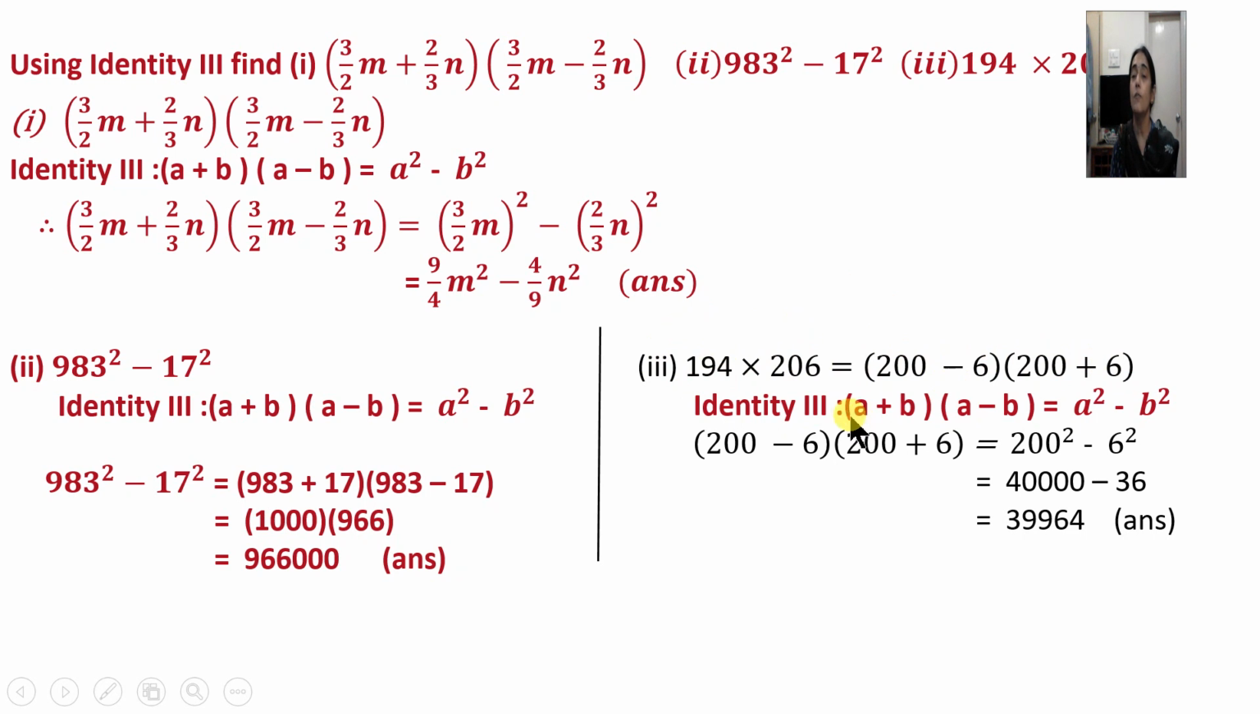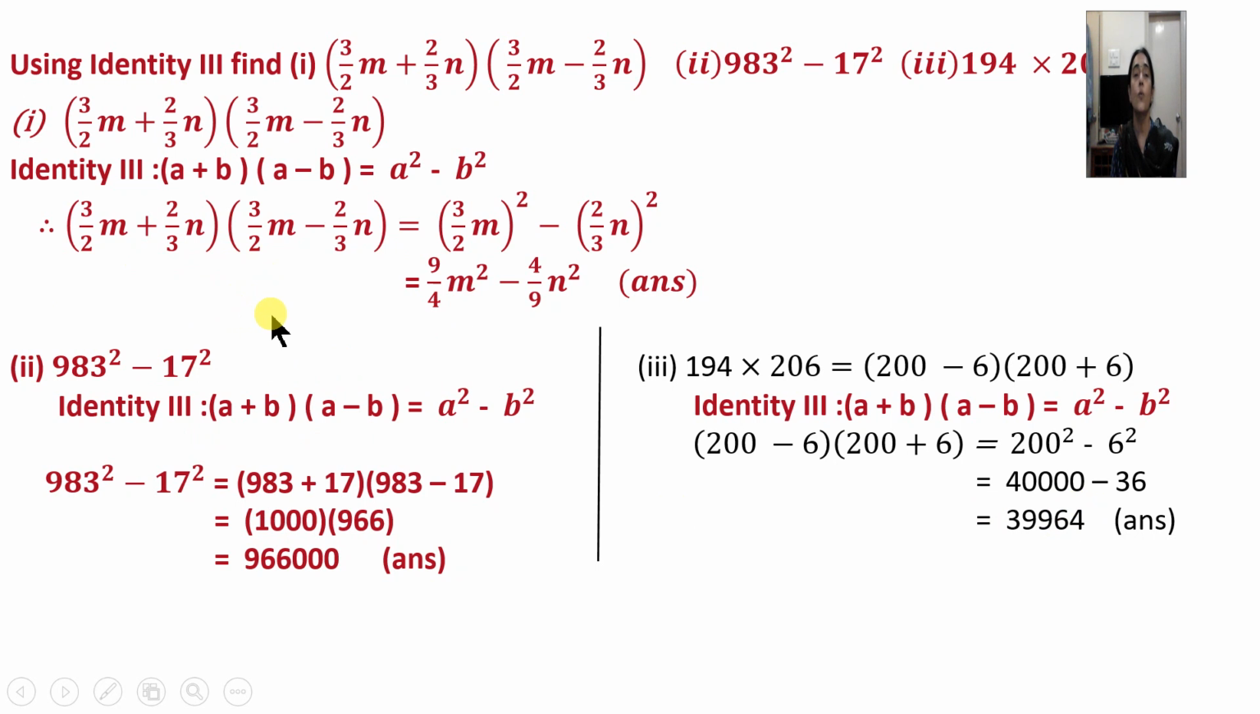So it is of the identity a plus b into a minus b, which is equal to a square minus b square. Always write down the identity while you are solving the sum. So 200 minus 6 into 200 plus 6 is 200 square minus 6 square. 200 square is 40,000 minus 36, and that will give you 39,964. So this is how you will apply identity 3.